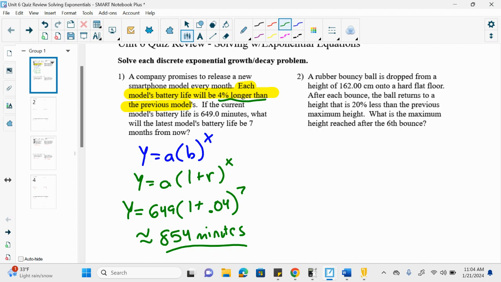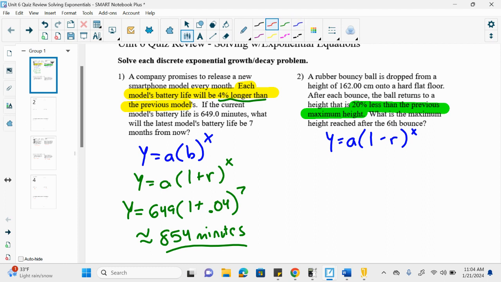Okay. Let's look at two. Rubber bouncy balls drop from a height of 162 centimeters onto a hard flat floor. After each bounce, the ball returns to a height that is 20% less than the previous maximum height. So this is a percent decrease problem because each drop, it's losing 20%. So now it's y equals a times 1 minus r to the x power. This is asking what will be the maximum height reached after the sixth bounce.